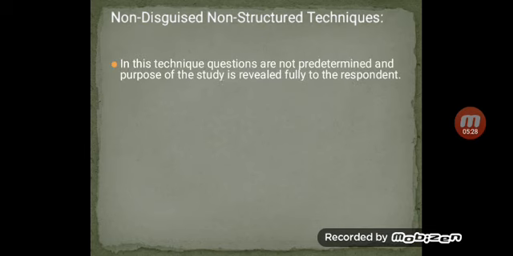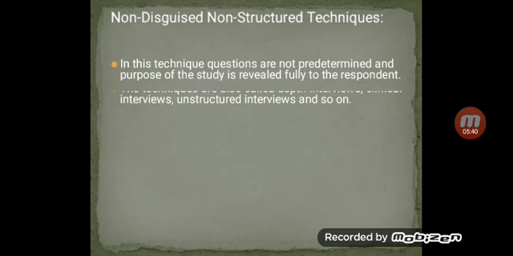Next is the non-disguised, non-structured technique. Non-disguised means, as I have already told you, that they will inform the respondents earlier; nothing will be hidden. And non-structured means it is an informal method of conversation, like how friends talk. In this technique, questions are not predetermined and the purpose of the study is revealed fully to the respondents. The questions will not be in a standardized format, and everything is revealed to the respondents earlier itself. The technique is also called depth interview, clinical interview, unstructured interview, and so on.